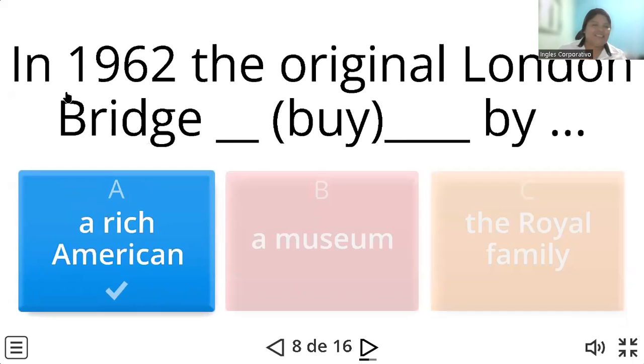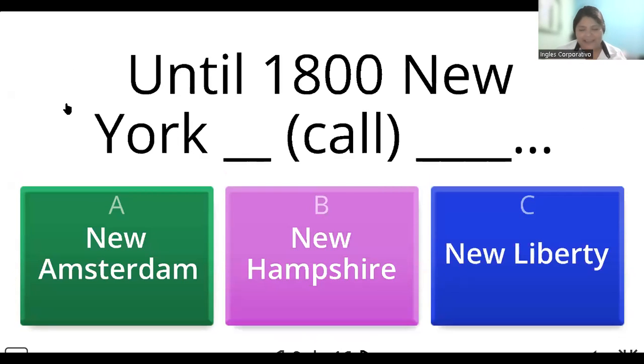Okay. So imagine buying any bridge that we have in El Salvador. I don't know. Imagine if you're rich, you can buy a bridge here in El Salvador. So why spend money abroad? Imagine. Okay.